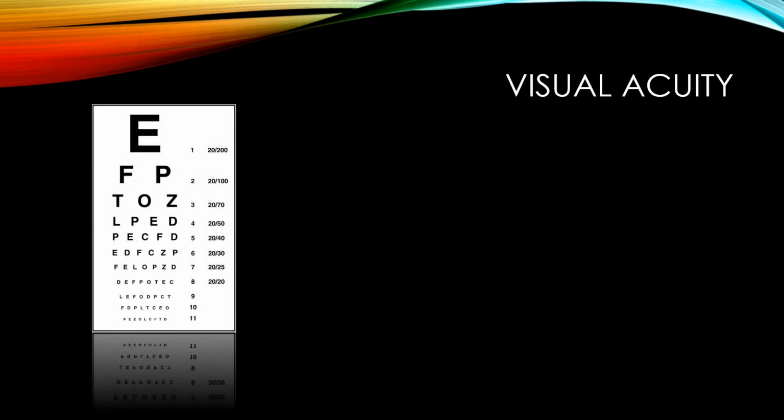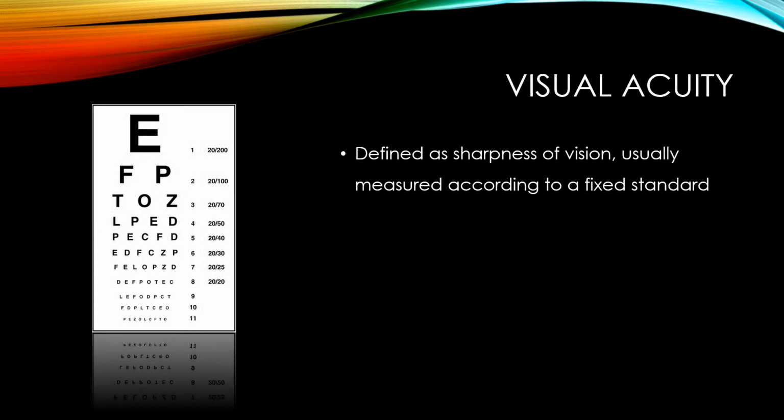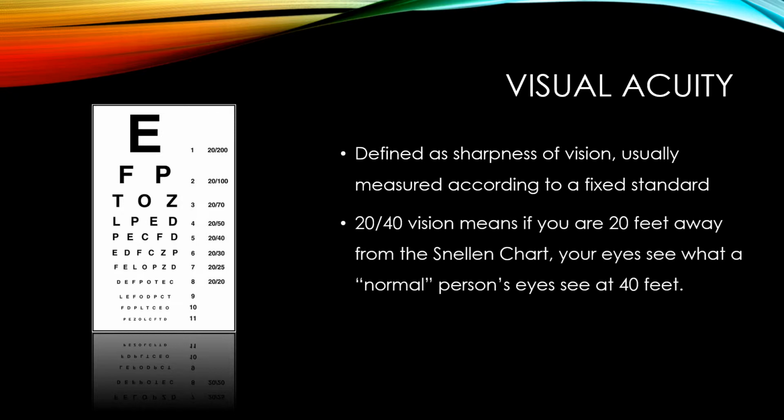Let's talk about visual acuity. Visual acuity is the sharpness of vision usually measured according to a fixed standard. So whenever you go to the eye doctor, you usually see the Snellen chart onto the left, right there. So if you're given a 20/40 vision, that usually means that if you're 20 feet away from the Snellen chart, your eyes see what a normal person's eyes see at 40 feet.